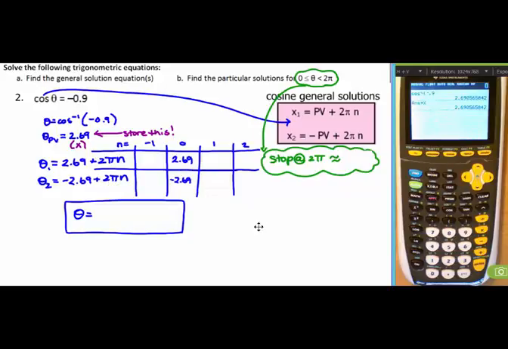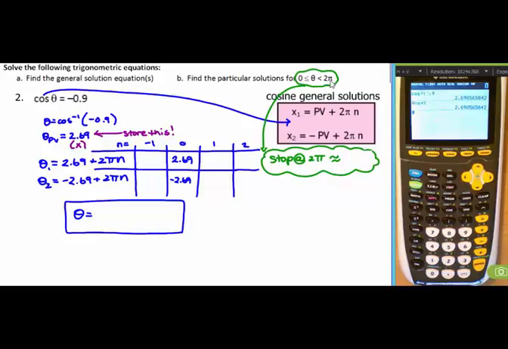And so when n is 0, we're not adding anything to either one of these. All right. So when n is 0, we've got 2.69 and negative 2.69. And for me, it's easiest to just stick with one of my two equations and add and subtract 2 pi n. So we need to know when to stop, right? So our particular solutions need to come from 0 to 2 pi again. It won't always be the case, but when we're getting started, it will be.